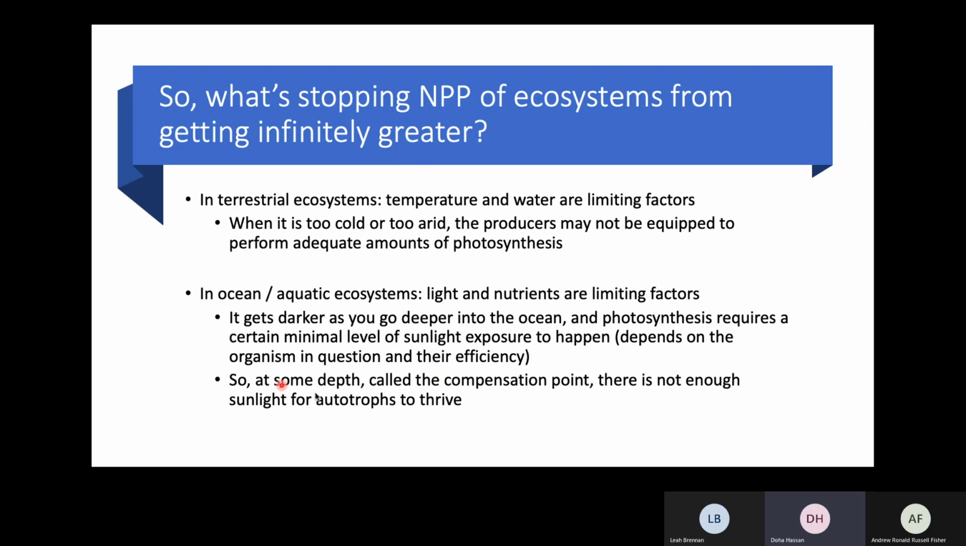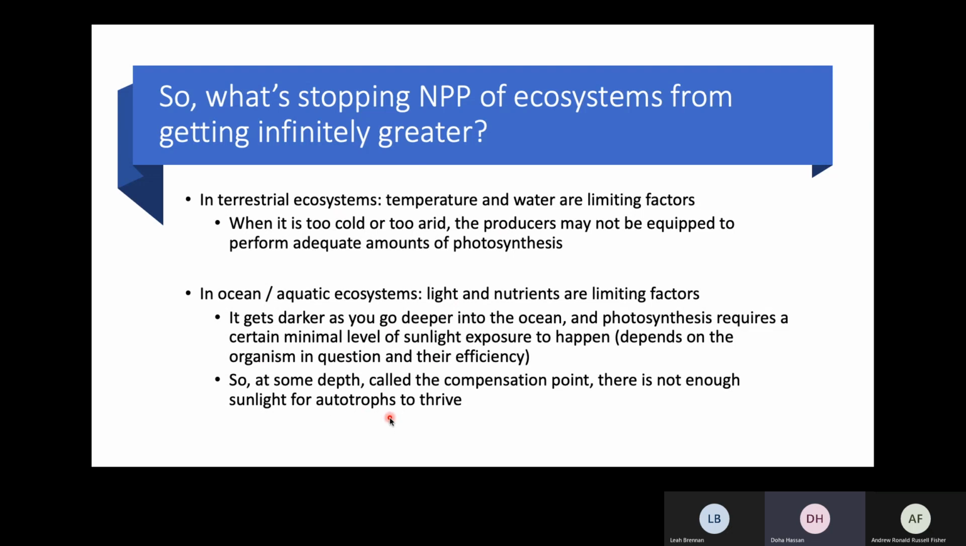But at some depth in the ocean, which is called the compensation point, there's not enough sunlight for the autotrophs to thrive. So an autotroph, again, is an organism that produces its own food using sunlight. So photosynthesis, for example, anything that's photosynthetic would be called an autotroph. So that's what I mean by that.